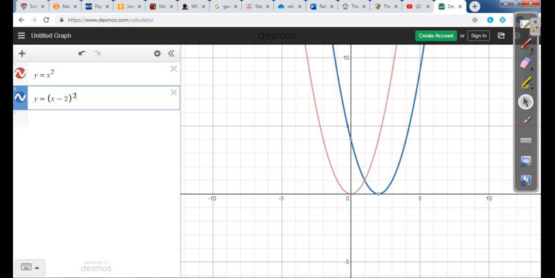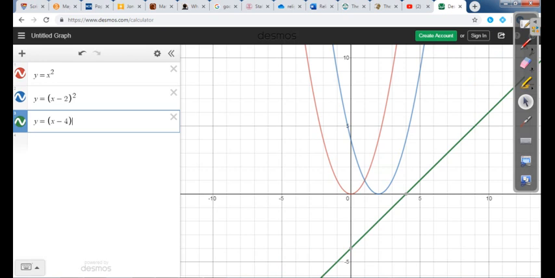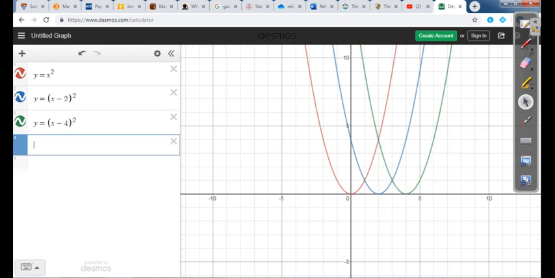Okay? All right, let's look at the second question. y equals x minus 4 squared, is that right? So can you compare the red one to the green one, or the green one to the red one? What happened to the green? It moved how many units? 4 units to the right again.